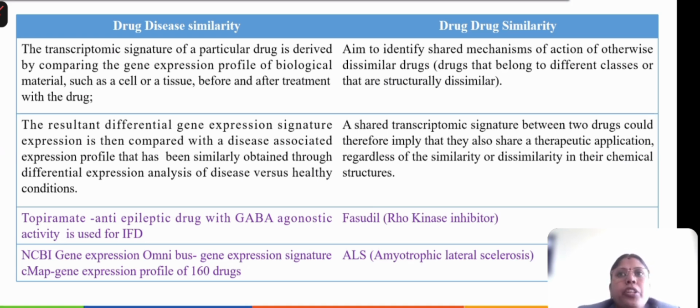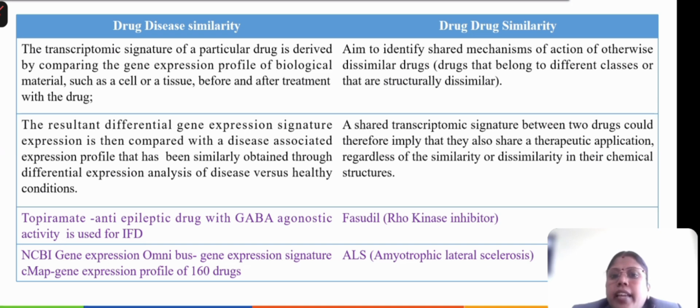especially on gamma amino butyric acid. Now the drug is very well used in inflammatory bowel disorder. That is a very good example for the success story of this drug-disease similarity. So as I told you, here they have used two databases. One is NCBI Gene Expression Omnibus. It gives the gene expression signatures of the disease. Then CMAP, that is Connectivity Map, gives the gene expression profile of 160 drugs. So what they did, they took the inflammatory bowel disease genes associated with that. Then they mapped with these 160 drugs and found out topiramate is used for the treatment of this inflammatory bowel disease.